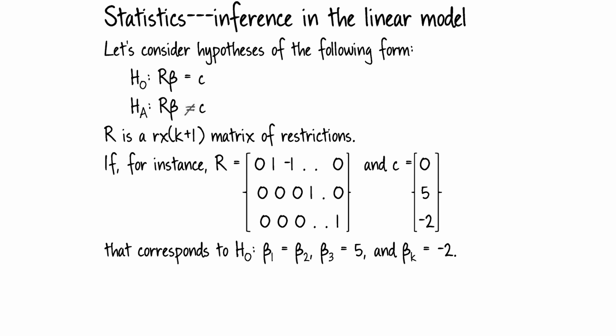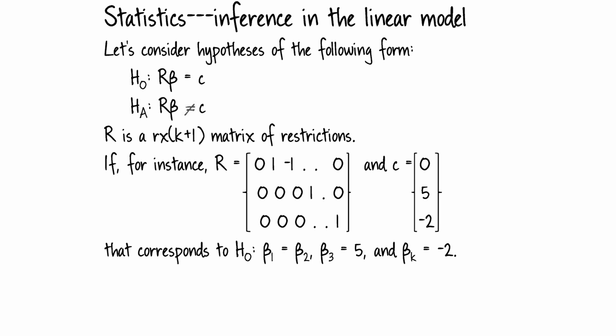Okay, so here's a more complicated example. If our R matrix has in the first row a 1 and a negative 1, and then the rest zeros, sorry, 0, and then 1, negative 1, the rest zeros. And then the second row, there's a 1 in the fourth spot, etc. And then the C vector looks like this. What does this correspond to in terms of a hypothesis we might want to test, or a series of hypotheses?